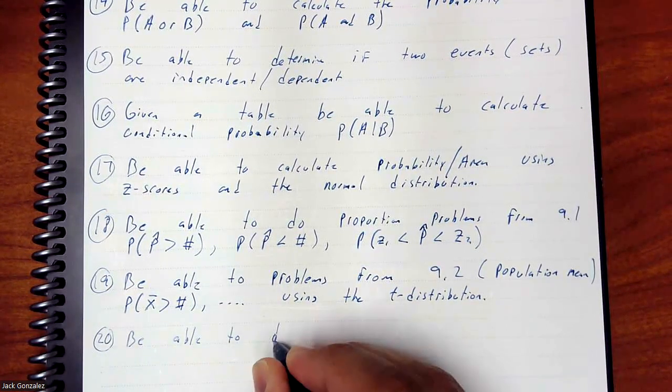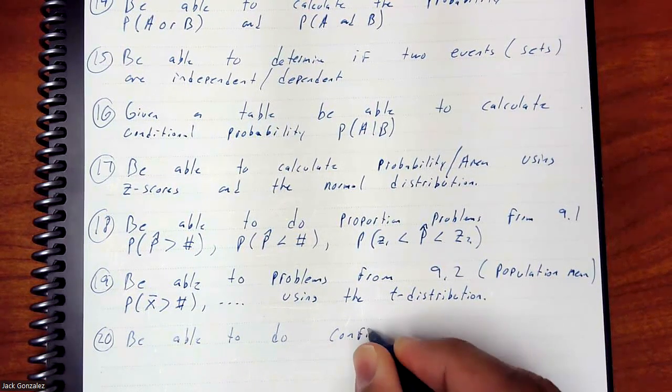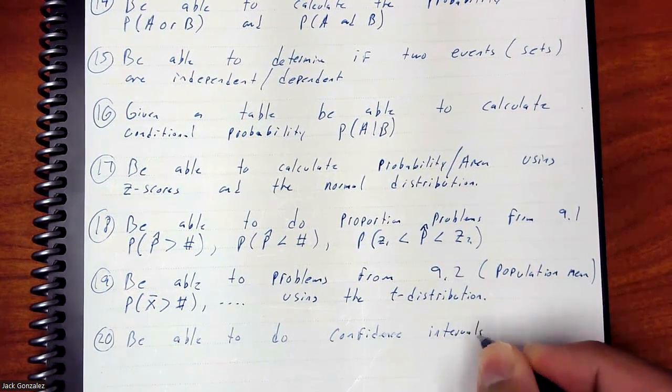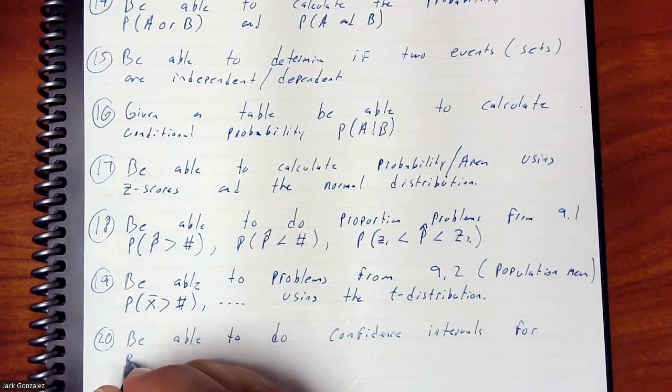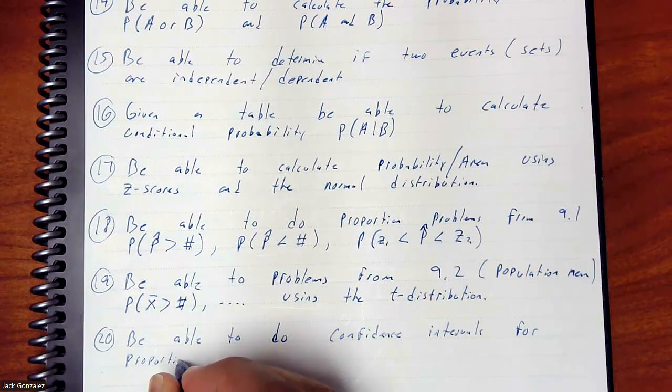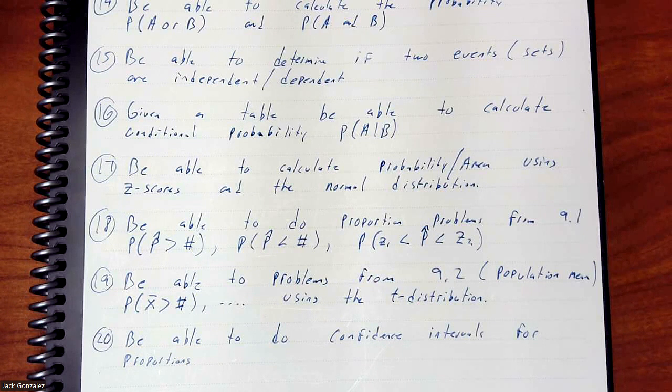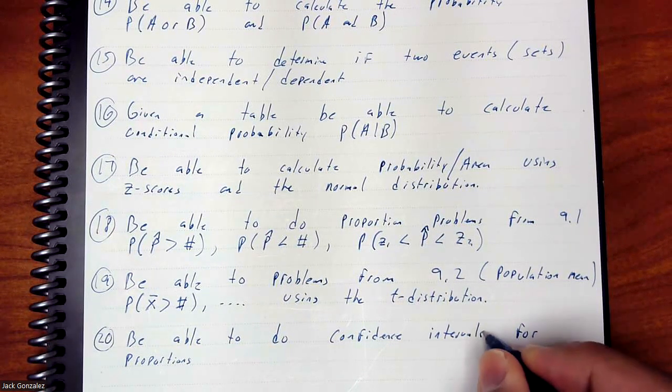Be able to do confidence intervals for proportions. They give you a formula that was like p hat plus or minus z alpha over 2 times the square root thing. Do you remember? So you would just find that interval. Confidence intervals.